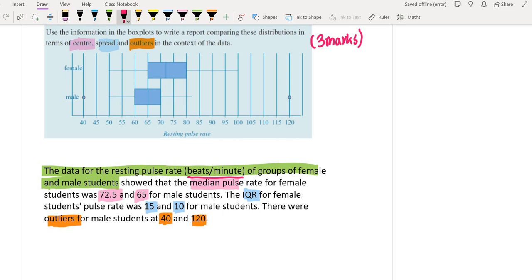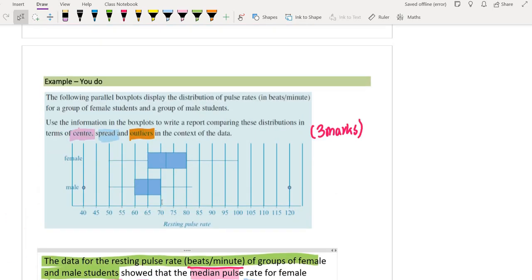The thing that you're missing was the comparing part of the sentences that were written, which was that we want to write like it was higher or lower, so we want to be adding those. So the IQR for female students' pulse rate was higher at 15 than 10 for male students. So we want to be putting in those words where we're comparing as well.